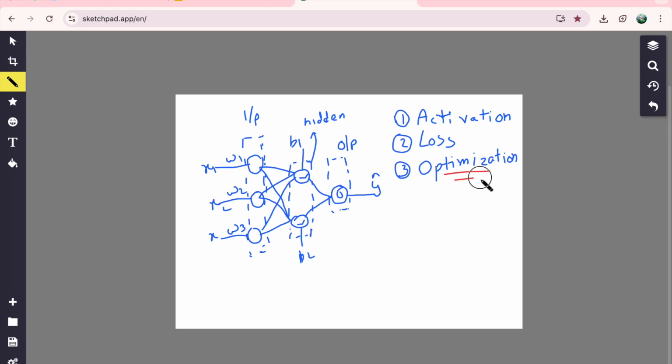Now we come to the optimization algorithm. Optimization, as we have seen, there's the Adam optimizer, which is very famous. ADAM. Okay, and there are different optimization algorithms. I guess gradient optimization is also present. Okay, so these help in reducing the losses of our model. Okay, and those are all the basic components of our artificial neural network.